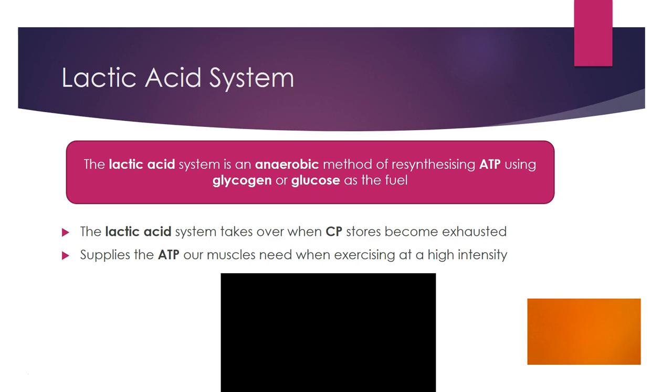So the lactic acid system is an anaerobic method of resynthesizing ATP using glycogen or glucose as the fuel. So the creatine phosphate system used creatine phosphate as the fuel. The lactic acid system uses glycogen or glucose from carbohydrates as the fuel. This system takes over when CP stores become exhausted, and it supplies the ATP our muscles need to keep exercising, particularly when exercising at a high intensity.